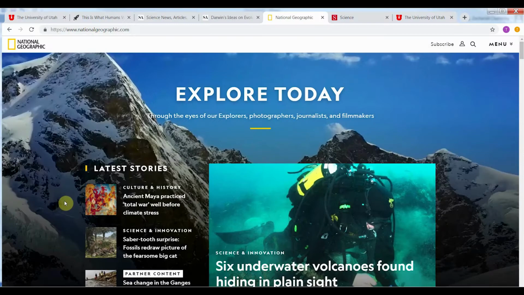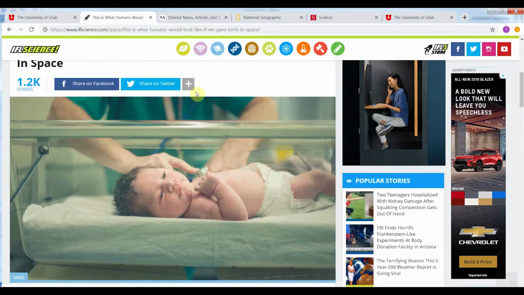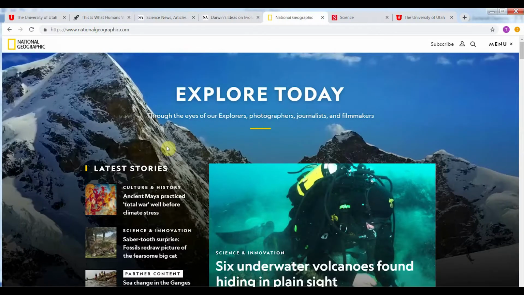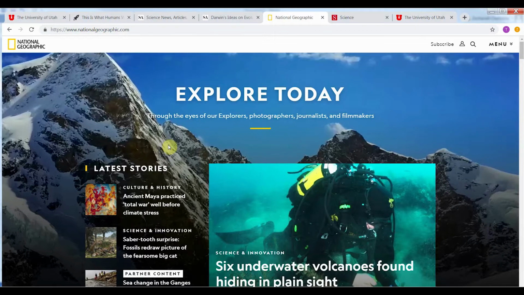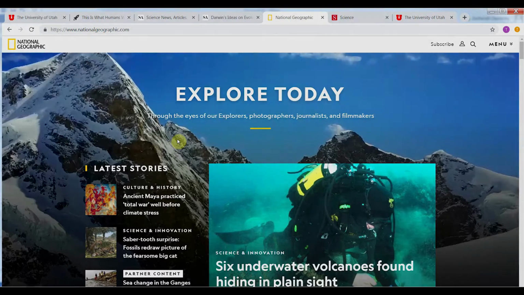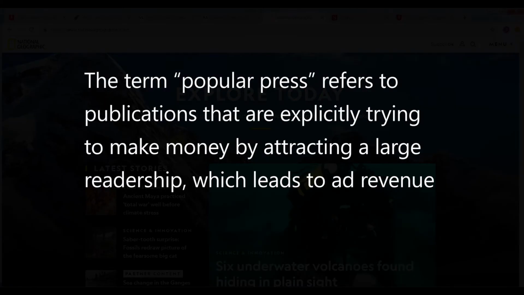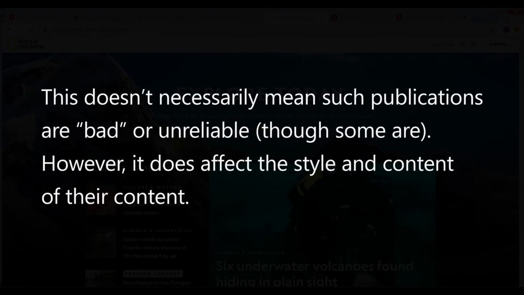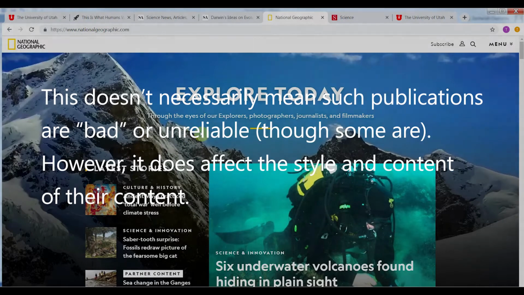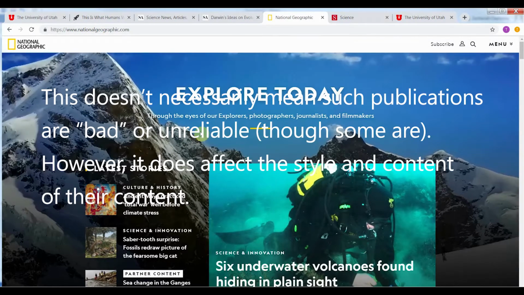And we need to talk about a difference in business model. IFL Science and Scientific American and National Geographic are all part of what's called the popular press. The term popular press does not necessarily mean it's popular in the sense that a lot of people like it. However, that is kind of their goal. When we say popular press, it's a catch-all term that essentially means a publication that is trying to make money by attracting a large audience.